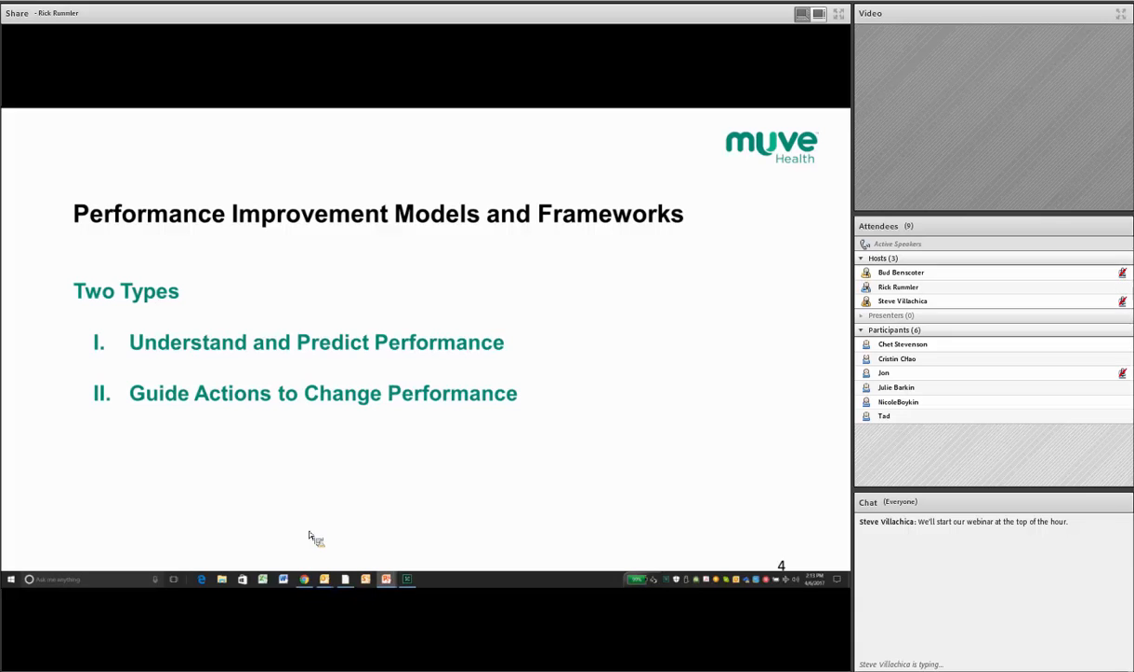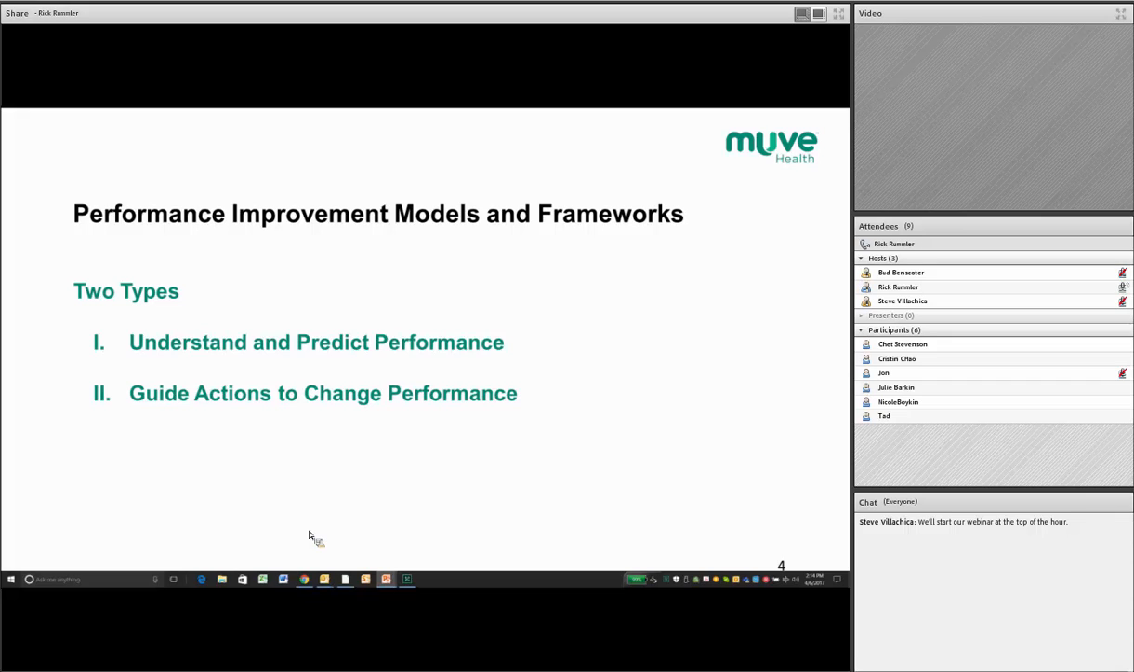So jumping into the content, or the focus of the presentation, it's performance improvement models and frameworks, which can sound a little bit nebulous, but that's okay. I first wanted to back up and say, when I think about models and frameworks, they tend to fall into two big categories, or two types. One are models and frameworks that help us just understand what's going on. Why does that happen the way that it is? But also to predict it. If we made this change, what might the result be? So basically allowing us to make sense of the world, and these models and frameworks are very, very powerful to be able to do that.